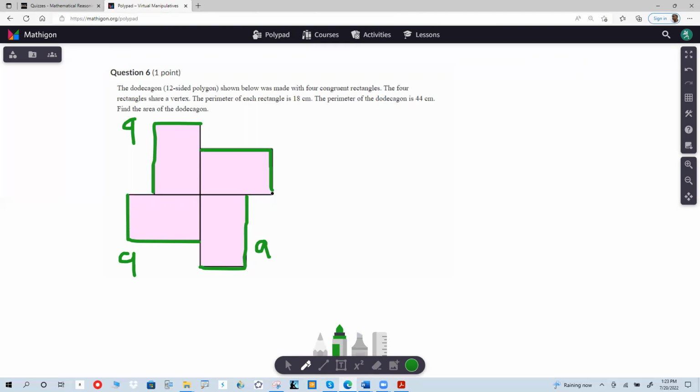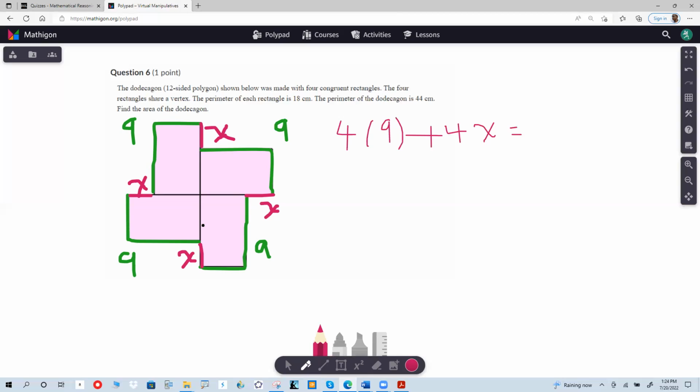Okay. Now, the perimeter of the whole thing is 44. Call these guys little x's. You don't know what they are. Okay? X is simply the difference between the length and the width, and there are 4 of them. And all you have to do is set up an equation like so. You can say 4 times 9 plus 4 times x is equal to, that accounts for the entire perimeter of the dodecagon, which happens to be 44 according to the question.